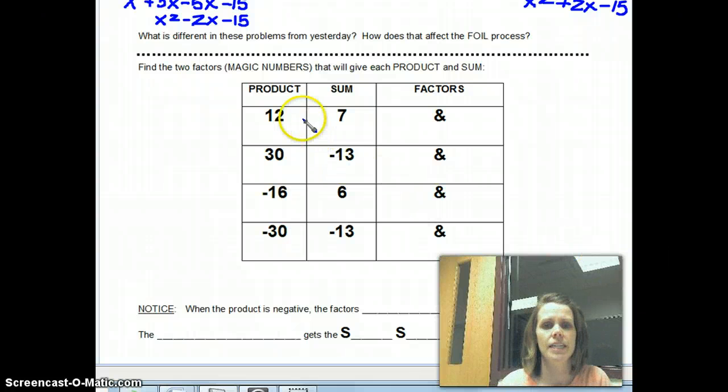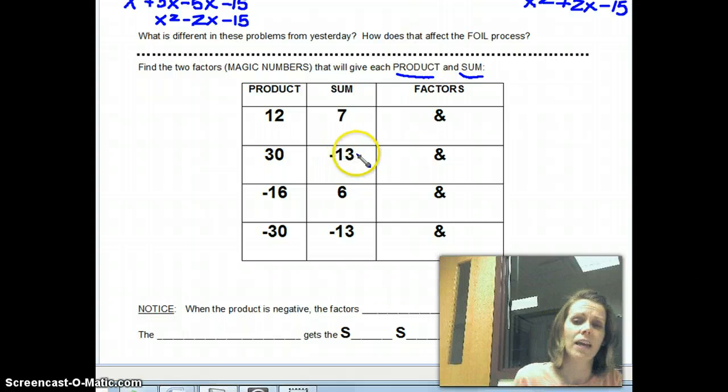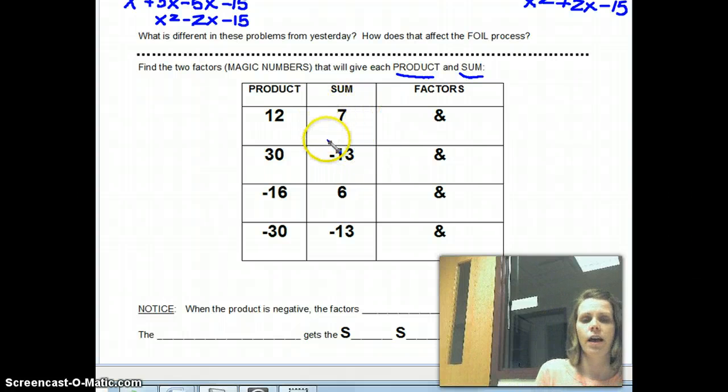What's different is that one of your signs is going to have to be positive and one's going to be negative, okay? This is kind of a review from yesterday. But you've got to find those magic numbers. And remember, you're going to look at that last term. It's going to be the product. So what can you multiply together to get those 2 terms? And then what can you add together to get those 2 terms? So let's go ahead and practice and find those magic numbers for these terms.